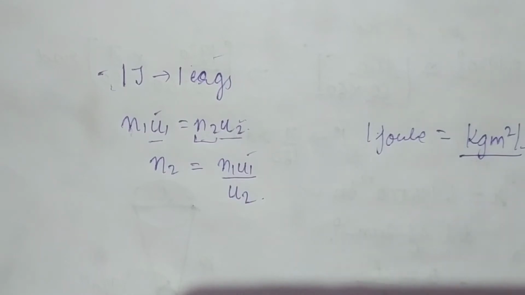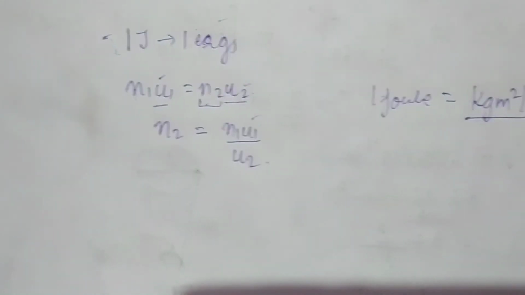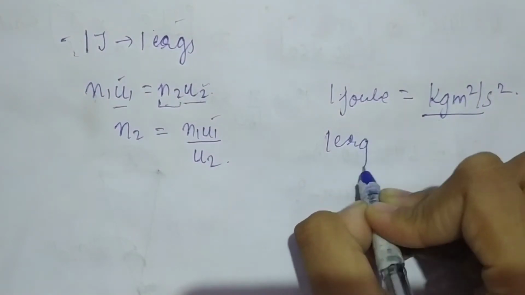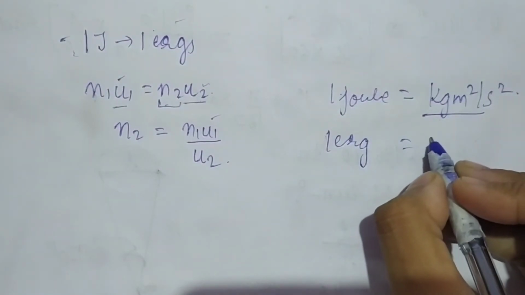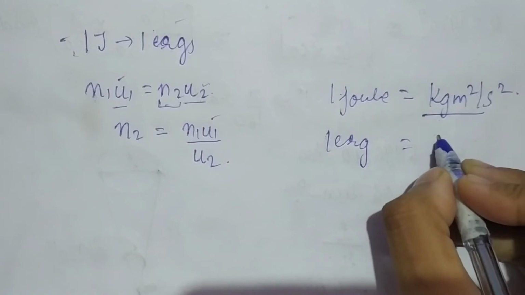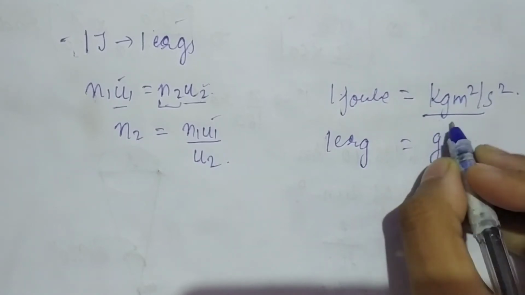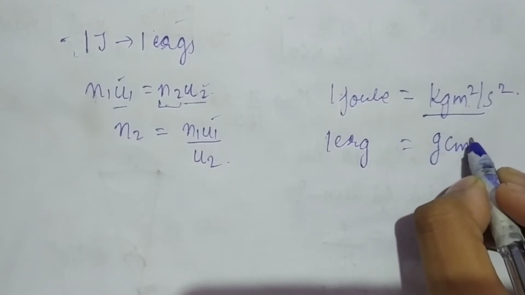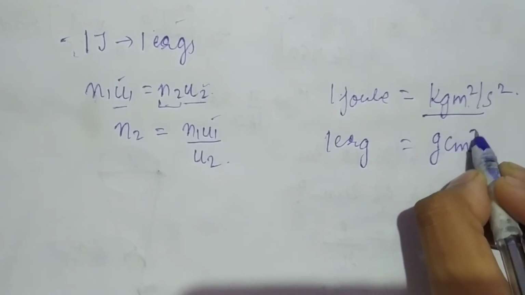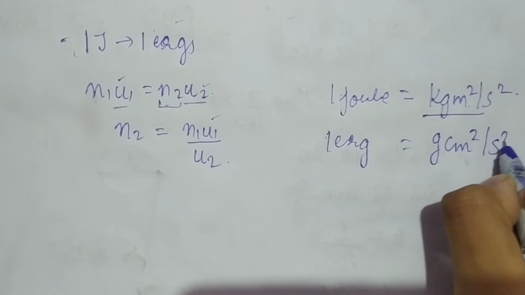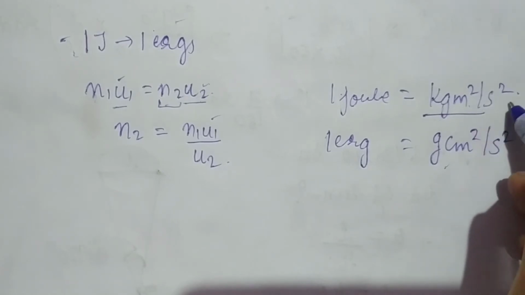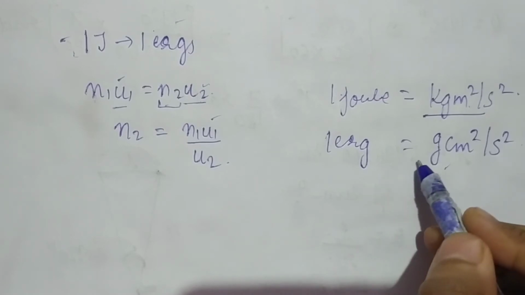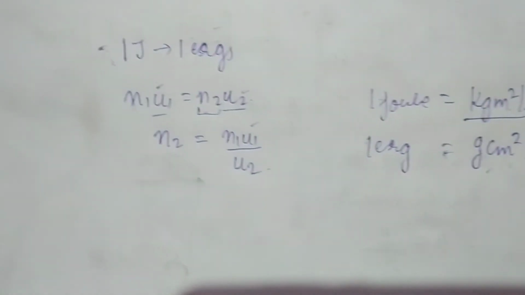So we can say it as kg, and 1 erg we have to find. 1 joule is equal to how many ergs. So the dimensions of ergs in terms of energy will be gram, centimeter square, and second will remain as it is, second square. So we have to convert this unit into this unit, and we have to find how many ergs.